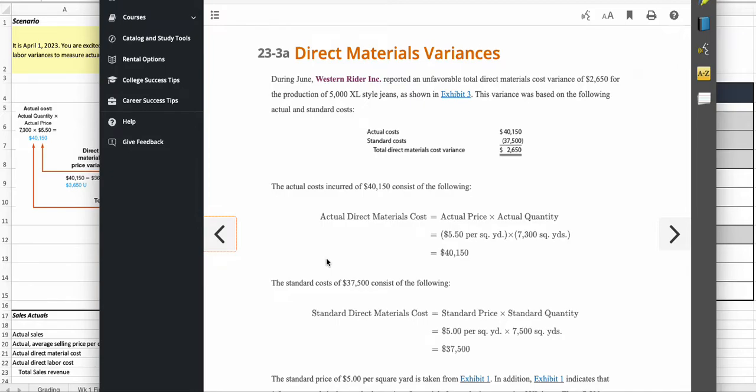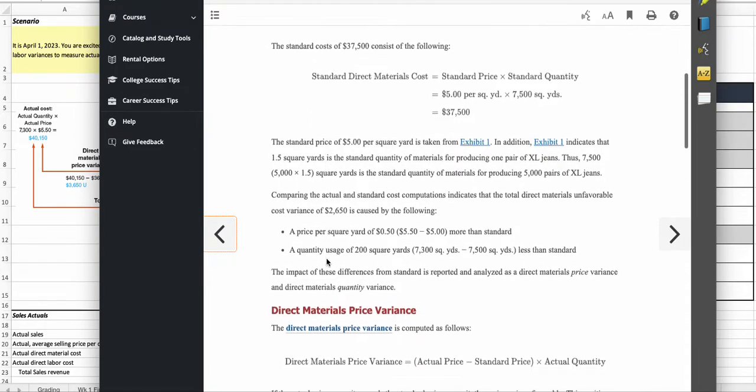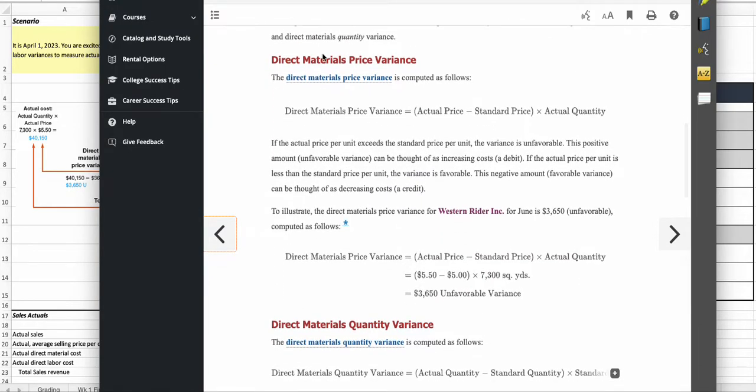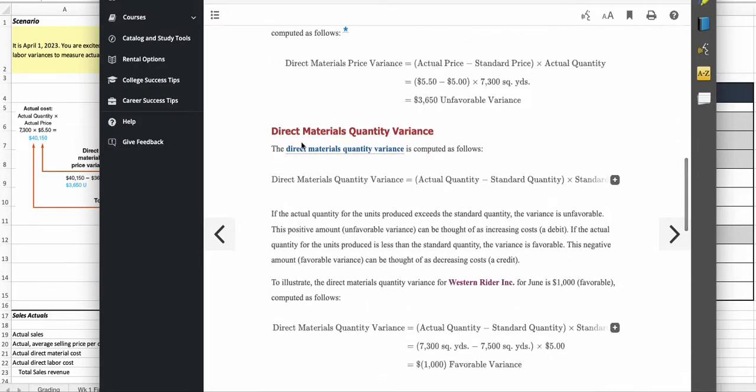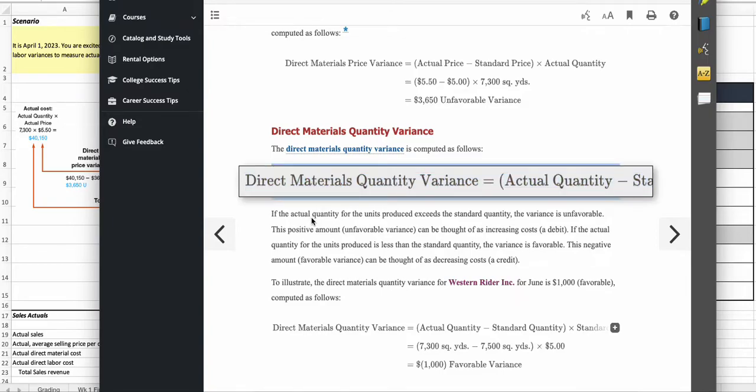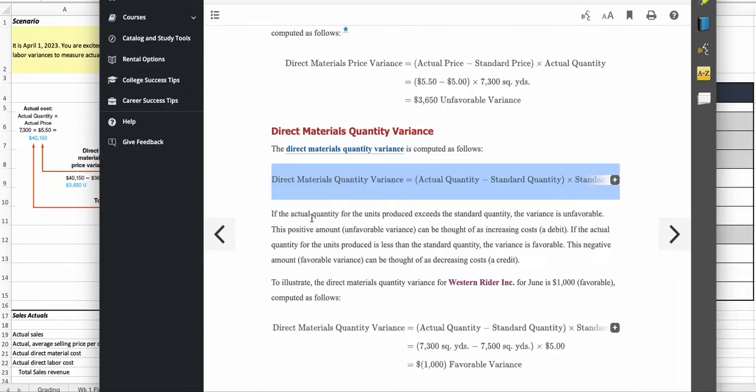And this is our direct materials variance. I'm going to scroll down. You have your direct materials price variance, and again, you have your formula here. And you have your direct materials quantity variance, and that's right here. You're going to use these 4 formulas for this next tab. So if you want to go ahead and pause the video, write these formulas down because you're going to be using these in all of the calculations.